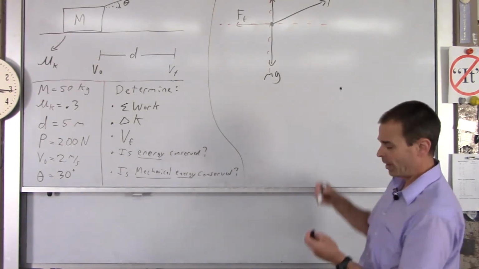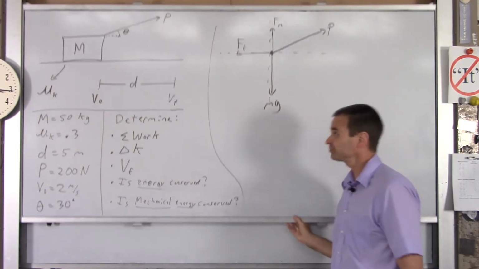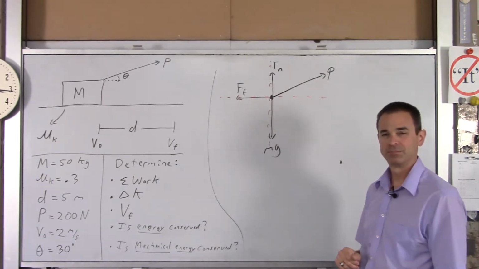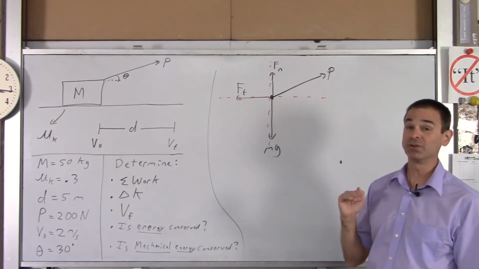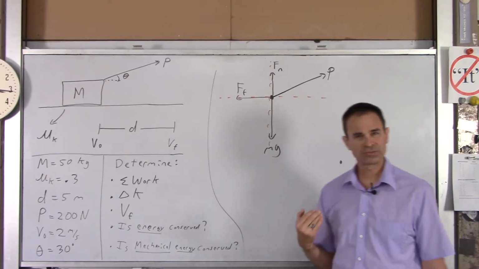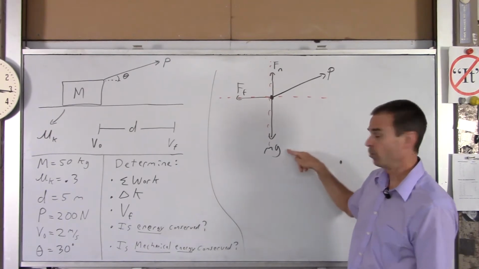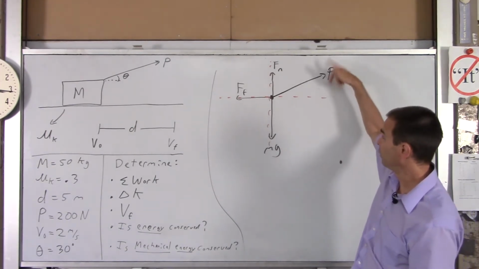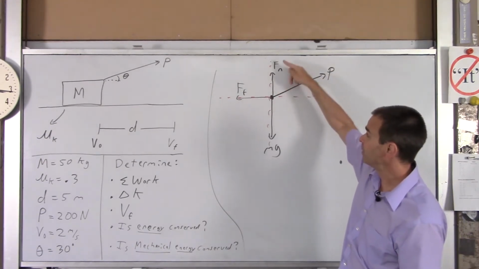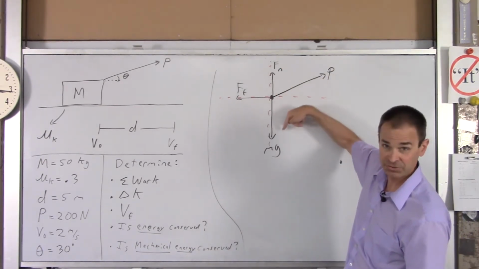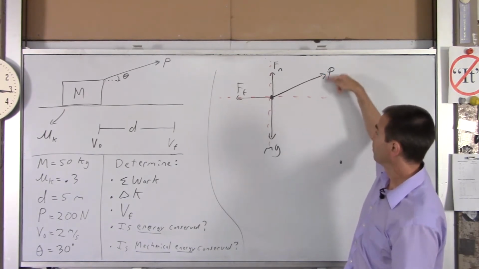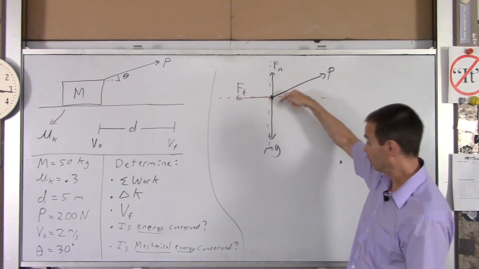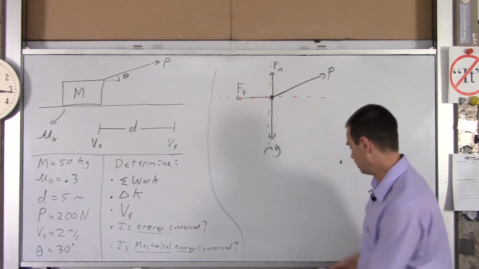Okay. Oh, and I'll make a note, by the way. Will Fn equal mg? Hopefully you recognize that it will not equal mg. Next question, will Fn be more or less than mg? Well, hopefully you recognize that since P is pulling up some, Fn doesn't have to equal mg. It's going to be less than mg. In other words, the component of P pointing up and Fn together will equal mg, okay? Which we're going to do in this diagram here.